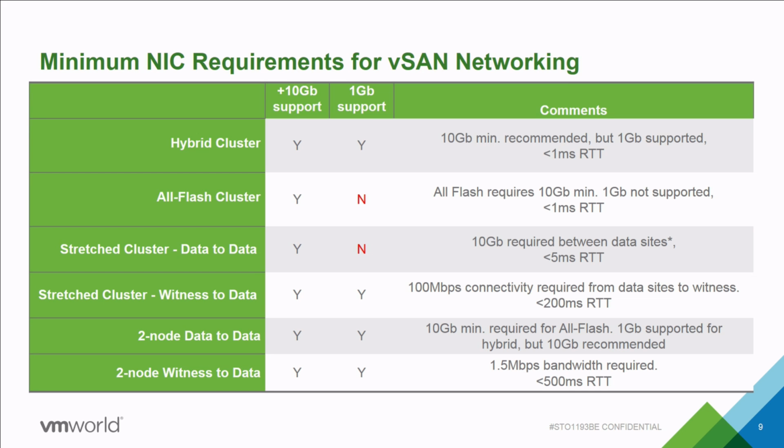Similar kind of concept for the 2 node. Data to data, there's a requirement of 10 gig typically if it's all flash, or 1 gig if it's hybrid, 2 node ROBO, again between data to data, but we can relax the witness requirements quite a lot as well, so you can see those there in the very last bullet. But as I said, all of this information will be available to you.